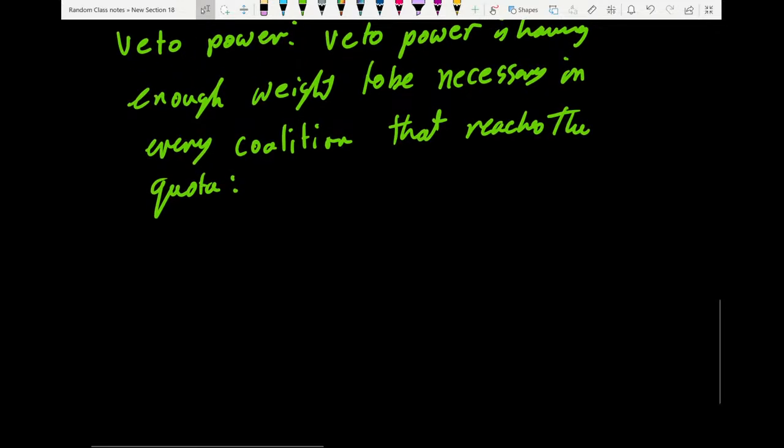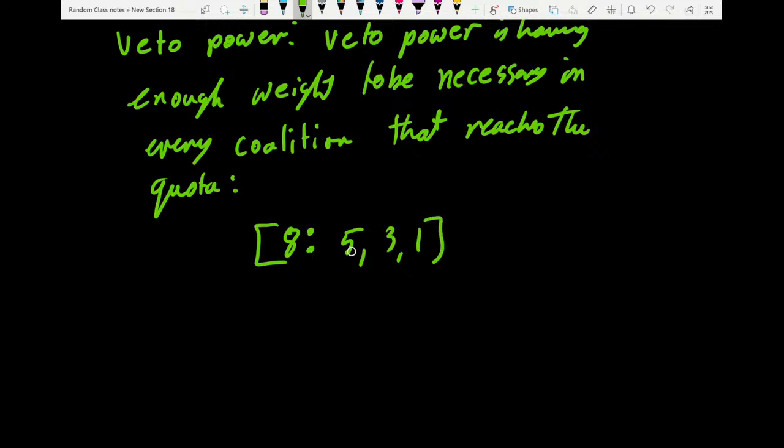Kind of like this. You have 8, 5, 3, 1. These two will veto each other. If 5 doesn't agree with 3, then 5 vetoes 3, and if 3 doesn't agree with 5, they can veto each other. So that's what it means by veto power. And that's it. This section is all we're going to cover about that.